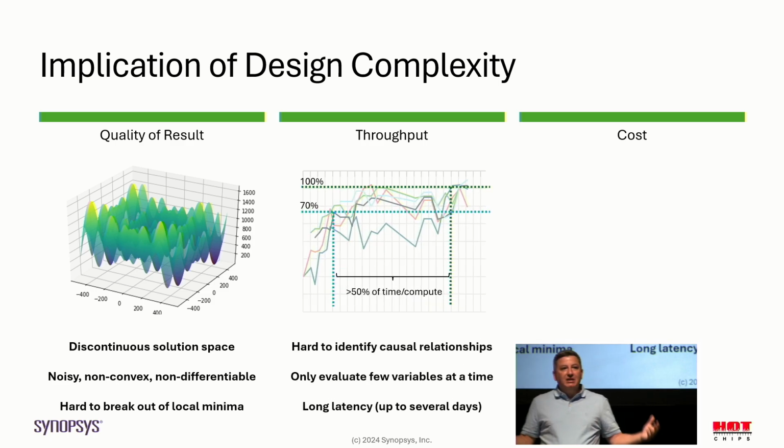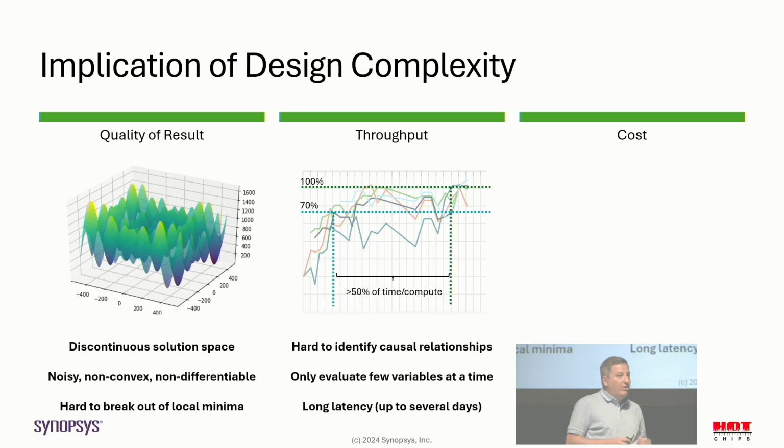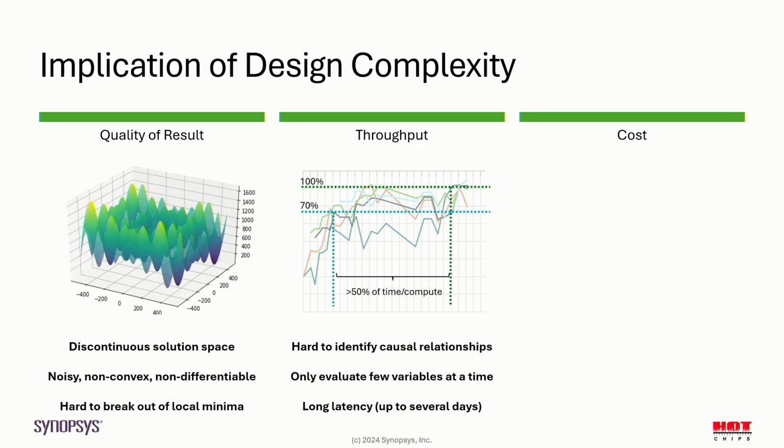The immediate impact of this is throughput, of course, right? It's very hard to identify causal relationships. If I change this, then this happens. And we can only evaluate a few variants of whatever search we're performing at any given time.